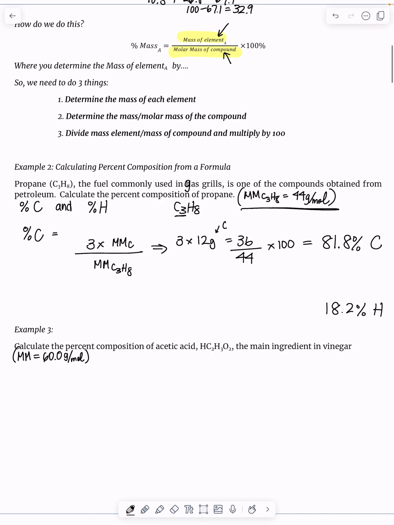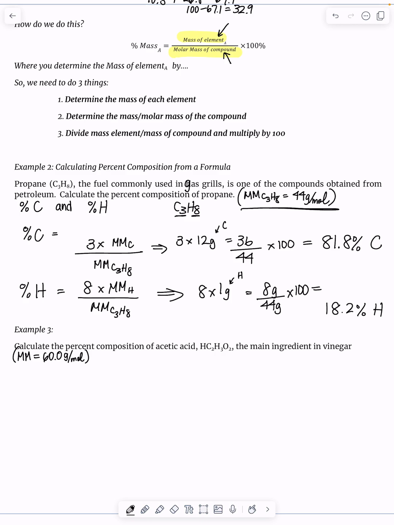But let's just do the math here for fun. So for percentage hydrogen, there's 8 hydrogens in this compound. So let's do 8 times the molar mass of hydrogen divided by the molar mass of C3H8. That's going to get me towards my percentage of hydrogen. So 8 times 1 gram, that's the molar mass of hydrogen approximately. So that's 8 grams divided by 44 grams times 100. And I get 18.2%, like we got there. Boom, boom, boom.